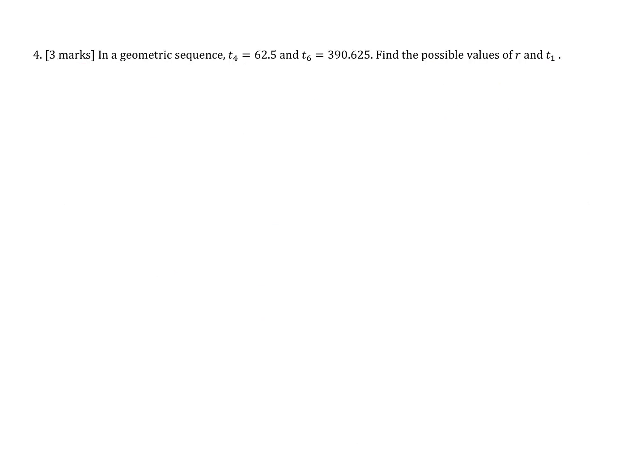Okay, this is probably the question on the paper which was the most badly done. So let's have a look. First up, we've got a geometric sequence, and we're given term 4 and term 6. Watch how I'd set this up. We've got term 4, term 5, and term 6. Term 4, 62.5. Term 6, 390.625. Find the possible values. Now that word there is key, possible values. There could be more than one.